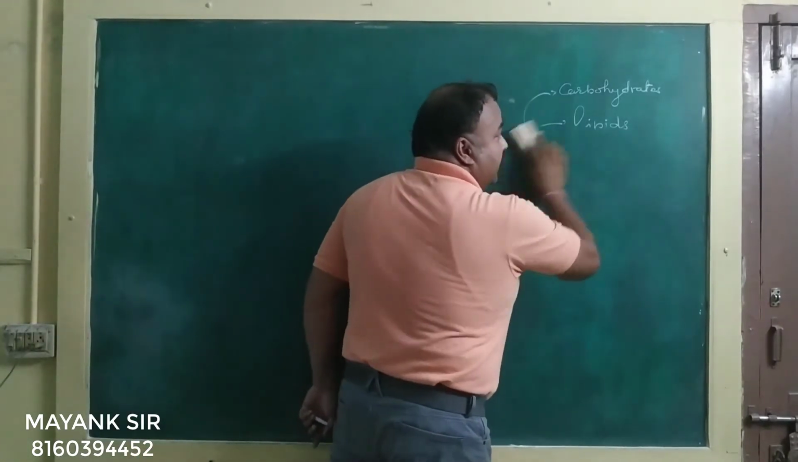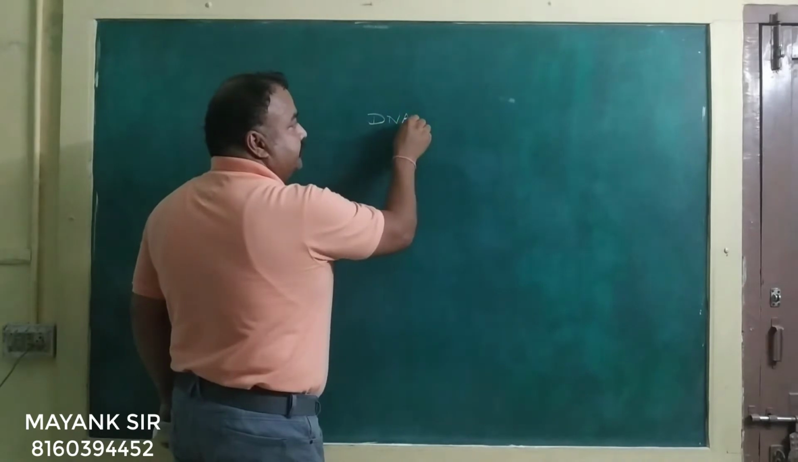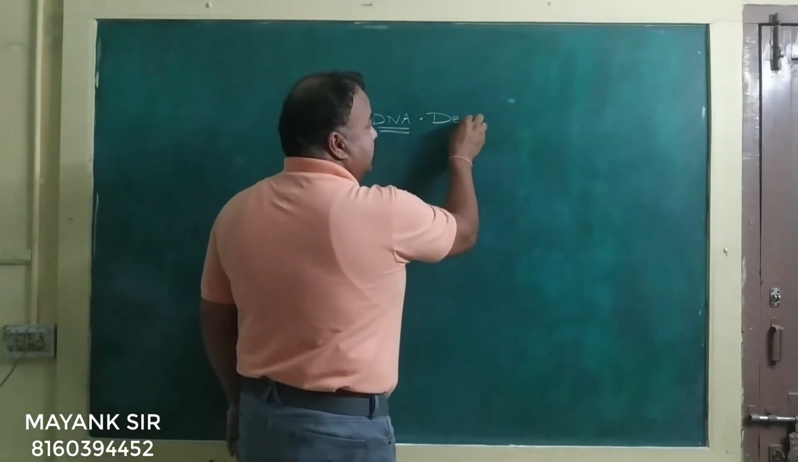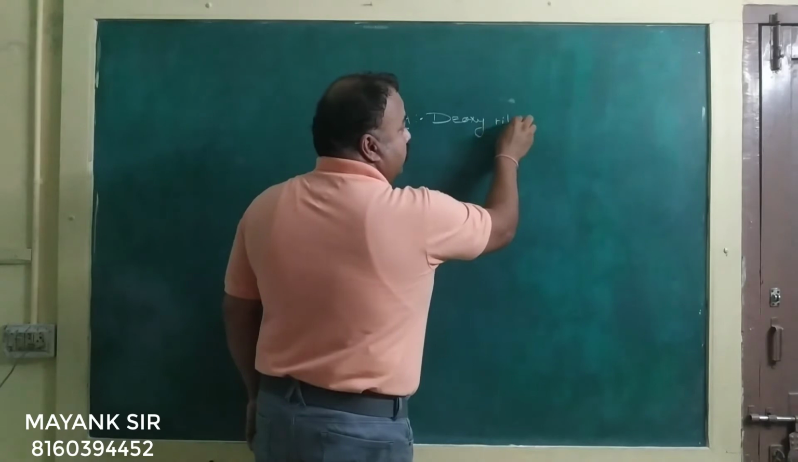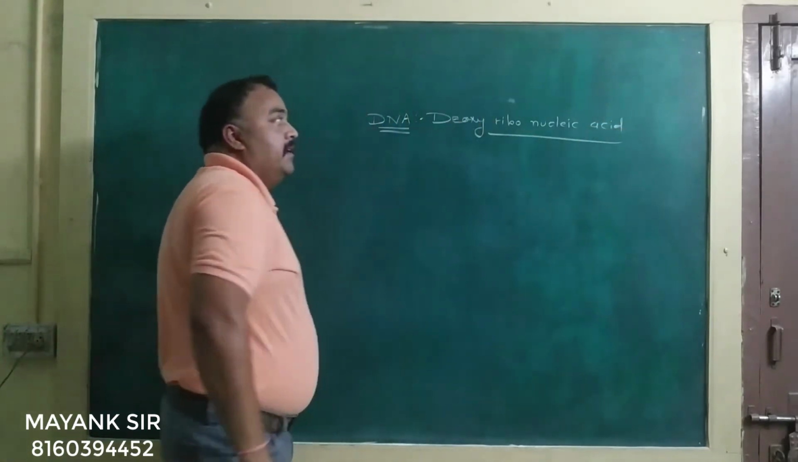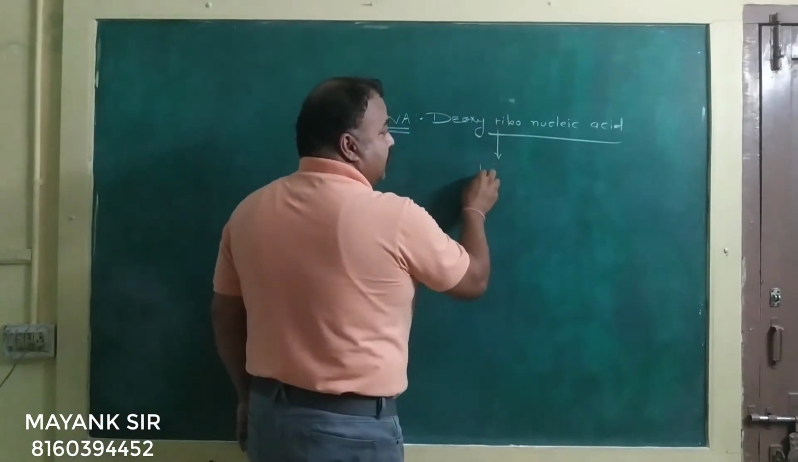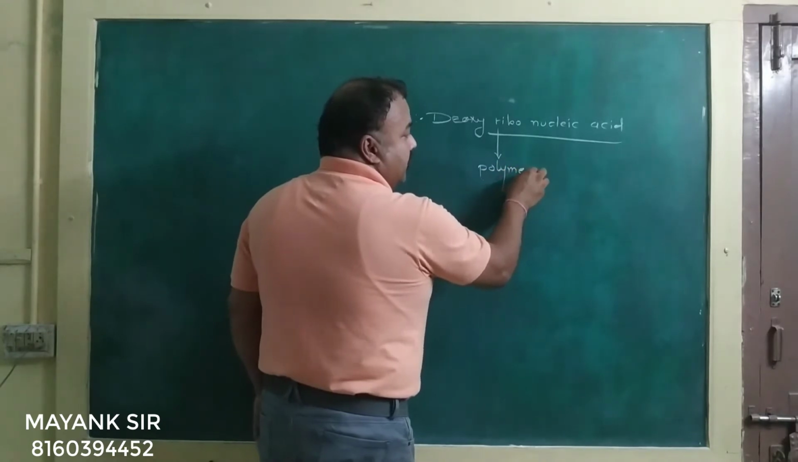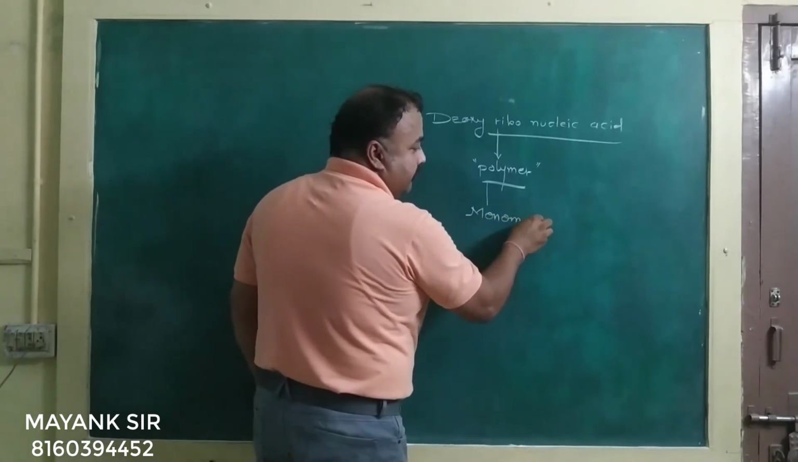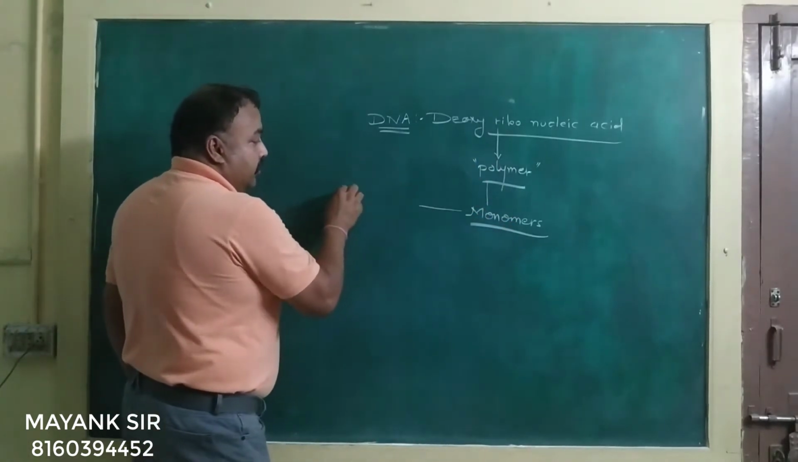Most of us are aware of the word DNA. What is DNA? DNA is deoxyribonucleic acid. This is a kind of nucleic acid, and nucleic acid is a polymer which contains various monomers. The monomers of nucleic acids are called nucleotides.